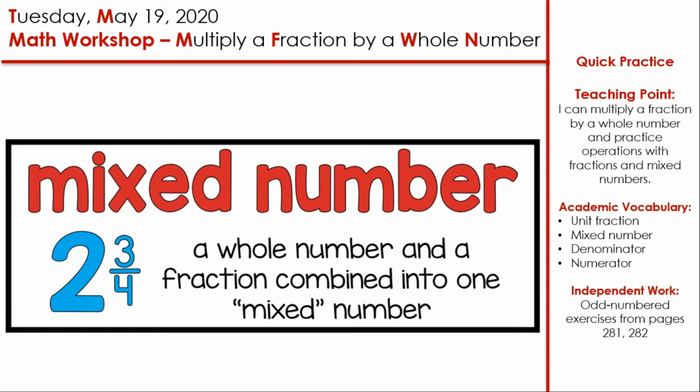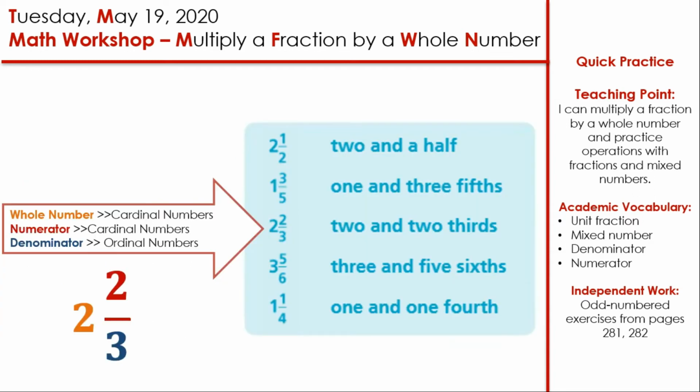Now, mixed number. Whenever we're talking about a whole number and a fraction combined into one, then we're talking about a mixed number. So basically we have two kinds of numbers. We have the wholes and we have the fractions. Now, since we're talking about them, we have a special way to actually name them. Right here we have 5 examples. Let's say we have 2 1/5, we have 1 3/5, 2 2/3, and so on.